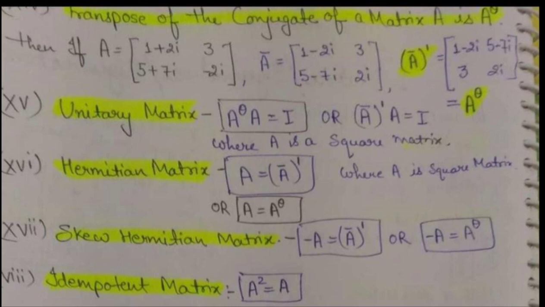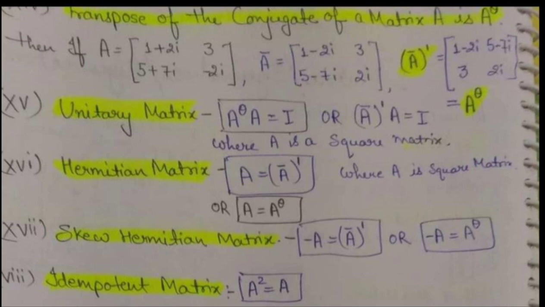So firstly, we are going to talk about how we can find the transpose of the conjugate of a matrix and how we represent it. Its representation can be just A to the power theta. As you can see, I have mentioned it here and highlighted it. Clear? Now another thing, it is the transpose of the conjugate of a matrix.